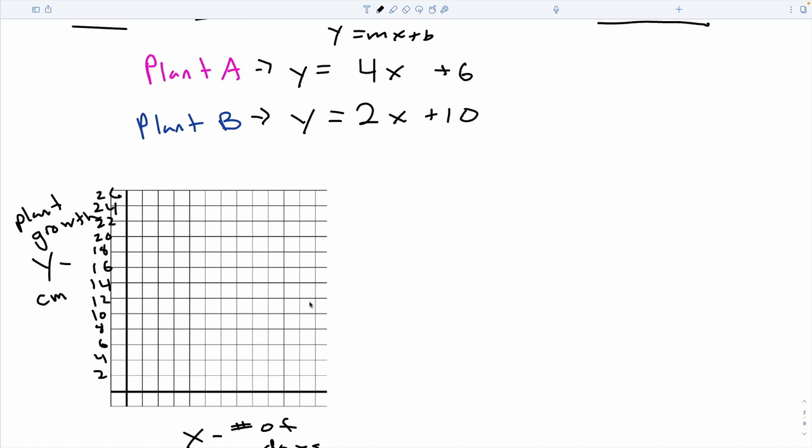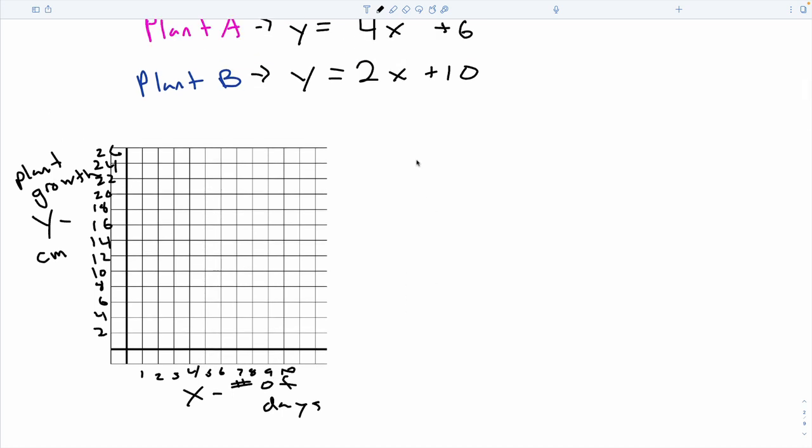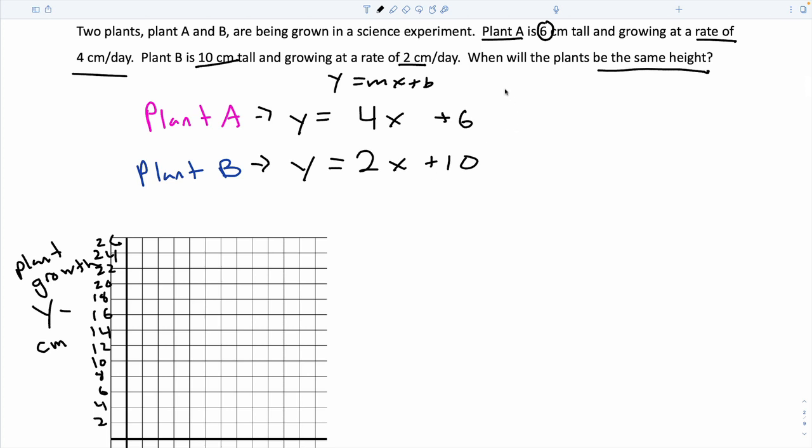Days, I think we're okay counting by 1, Jersey, right? 1, 2, 3, 4, 5, 6, 7, 8. Okay, now that we found the x and the y, let's go ahead and label it so we have our variable. X is the number of days, and y is the centimeters of plant growth.